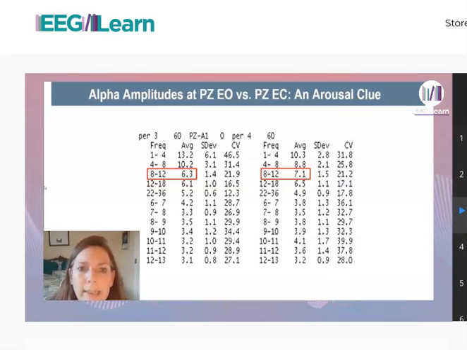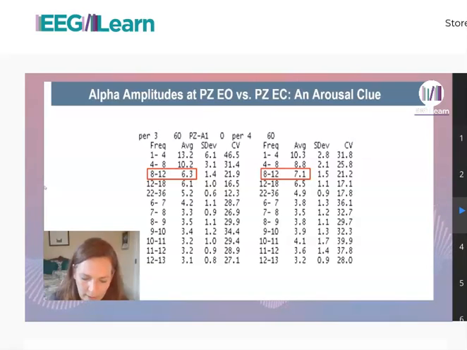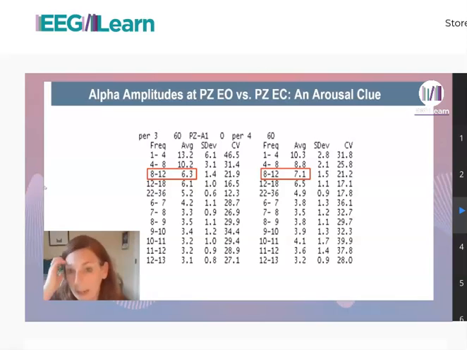So if this person had 6.3 microvolts of alpha at PZ with eyes open, then what I'm going to do is take 6.3, divide it by 2, and come up with 3.15. If I add that back into 6.3, this person's alpha amplitude should have gone up to 9.45 at least, if not all the way up to 12.6. Well, they didn't make it, right? They didn't make that benchmark.